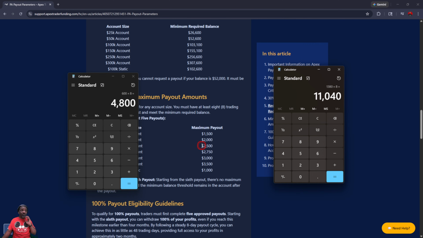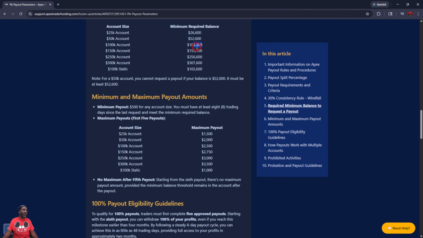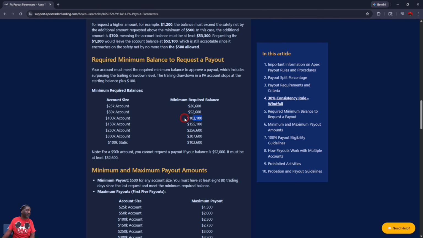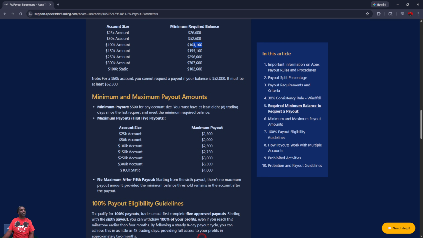And with a 100K account, like I was saying, you got to get, what is it, 31 on the 100K account, you got to get above 31. Okay, so you got to get above 31 to be able to request 500, right? All right, so you got to get over 31 to be able to request 500.